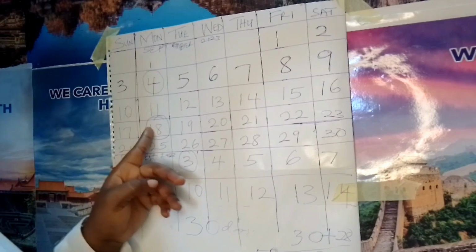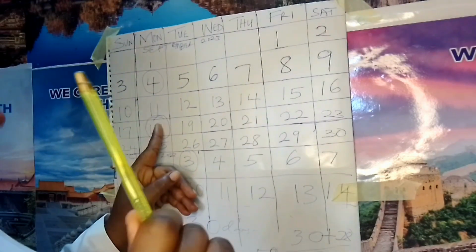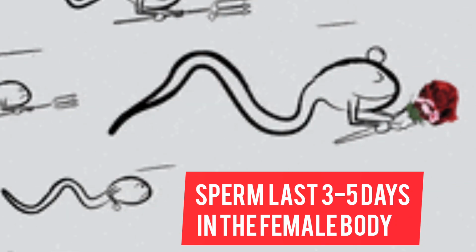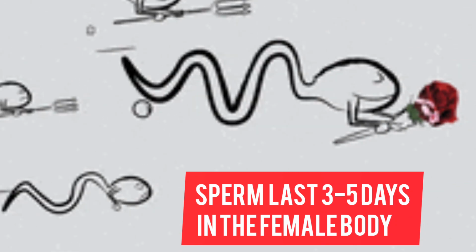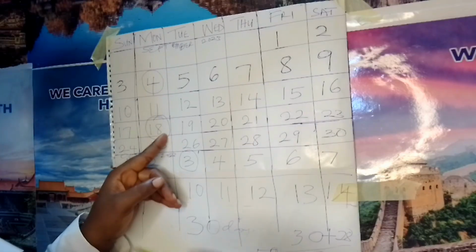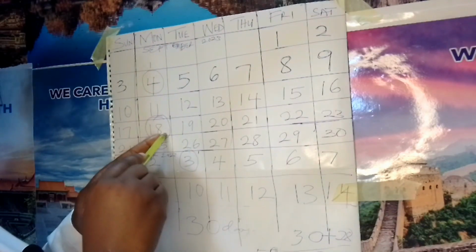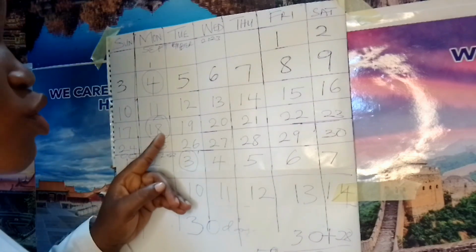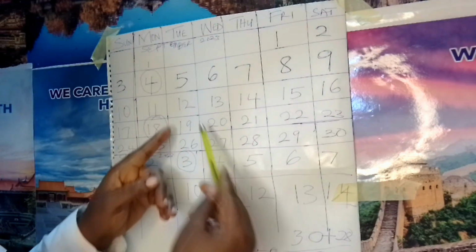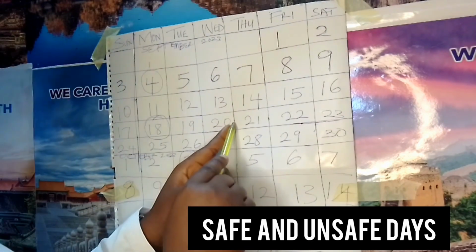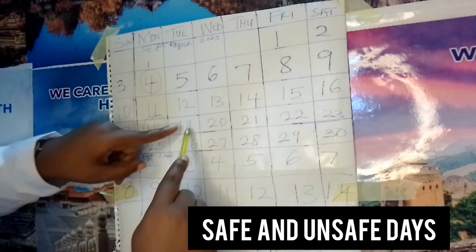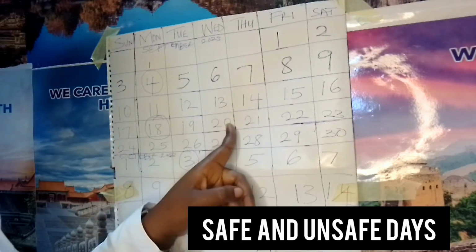Now, do you know that this person can still get pregnant if this person has unprotected sex on the 14th? Because sperm lasts 3 to 5 days in the female body. That is, sperm is still active to fertilize that egg that is in the fallopian tube on the ovulation day. And also, this person is not safe on the 19th and on the 20th. If you are planning not to get pregnant after unprotected sex, the 19th and the 20th, you are still going to get pregnant.